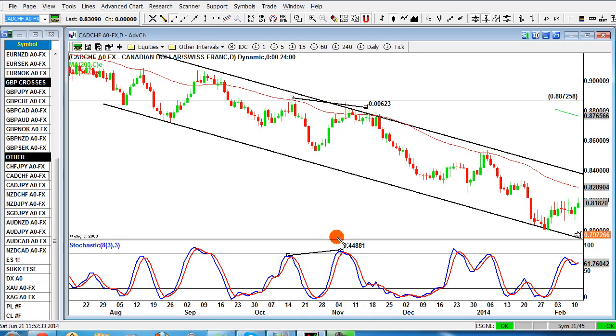Now, what I also like about this particular scenario here is that the stochastic has, as well as creating a higher high, also moved into overbought territory. So it then gives me confidence that it has the potential for a big move to come all the way back down into oversold territory. So we've got the hidden divergence, and the stochastic has gone above the 80% level and is in overbought territory.